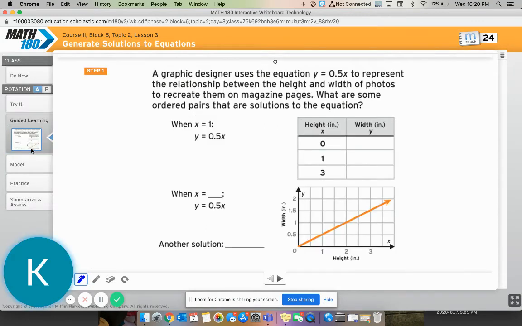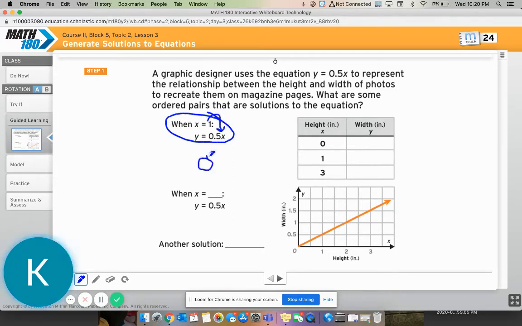All right, we are now on the third problem. A graphic designer uses the equation y equals 0.5x to represent the relationship between the height and width of photos to recreate them on magazine pages. What are some ordered pairs that are solutions to the equation? So first of all, what we need to look at is they are giving us this information here. Okay, when x equals 1 and we're using this equation, what does that mean? That means we're substituting 1 in for x.